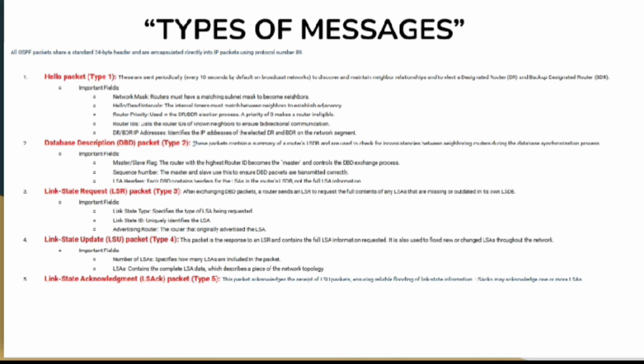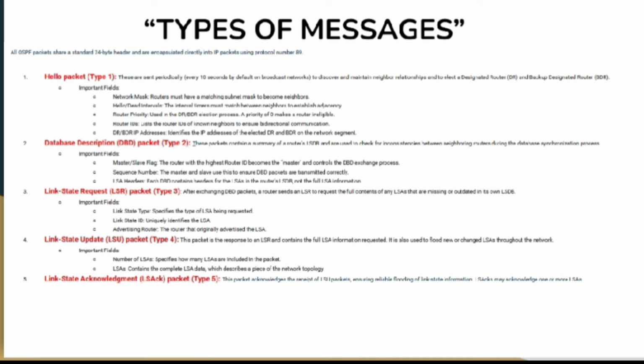Type 1 is the hello packet. These are sent periodically, every 10 seconds by default on a broadcast network, to discover and maintain neighbor relationships and elect a designated router (DR) and backup designated router (BDR). Important fields are network mask: routers must have a matching subnet mask to become neighbors. Hello and dead intervals: the interval timers must match between neighbors to establish adjacency.